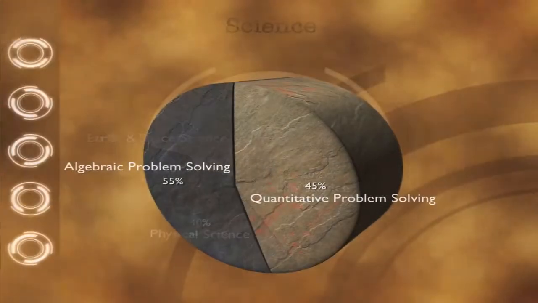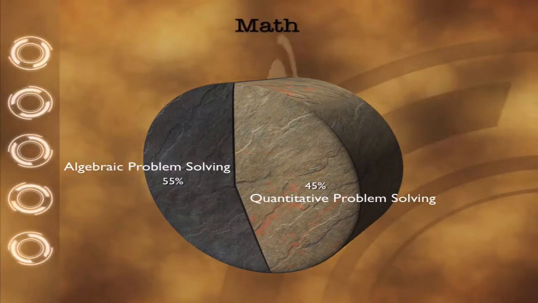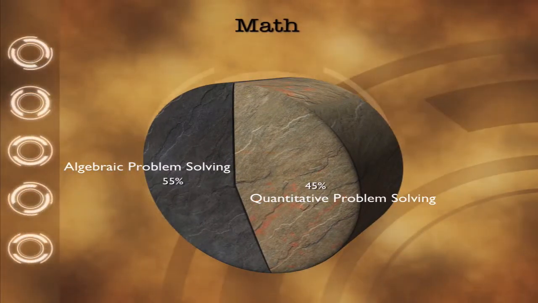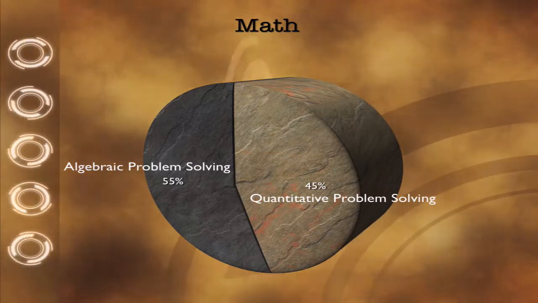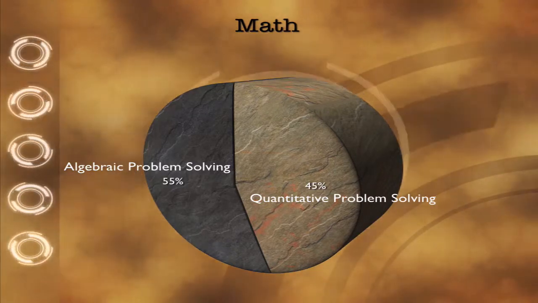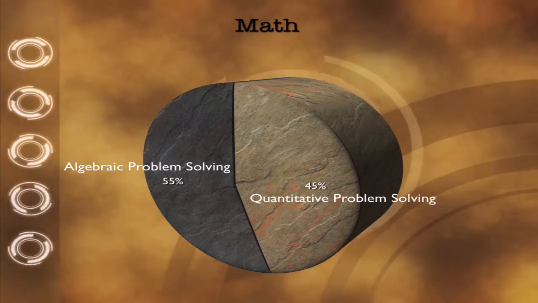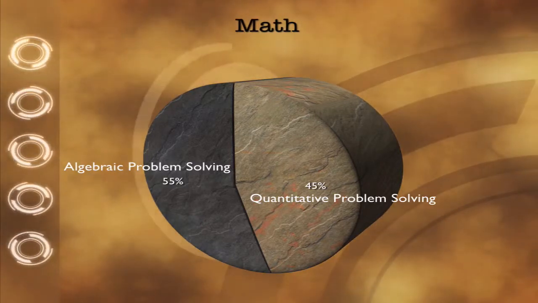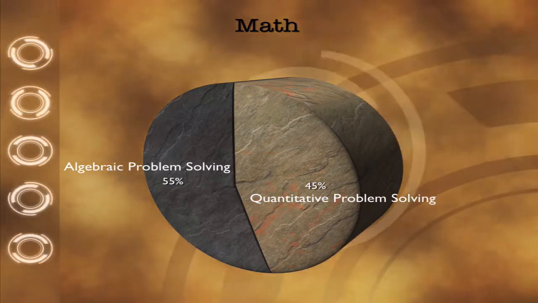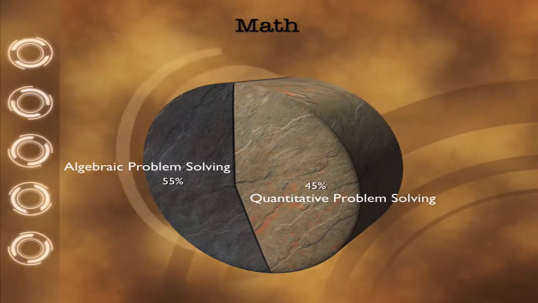Okay, finally, the last test, which is the math test. You'll notice it's just broken down into 2 parts. I think this is a little confusing. Let me lay it out a little bit more clearly. Let's talk about the quantitative problem-solving aspect. This would be like the basic stuff that usually we associate with math.